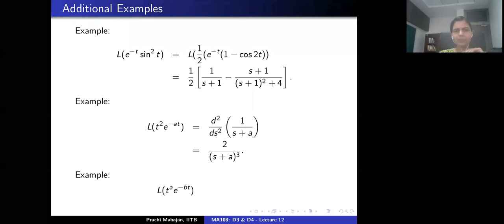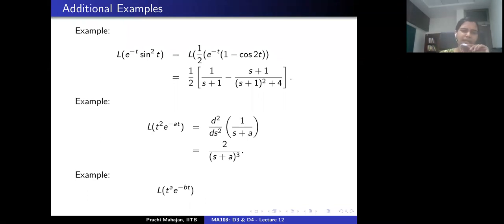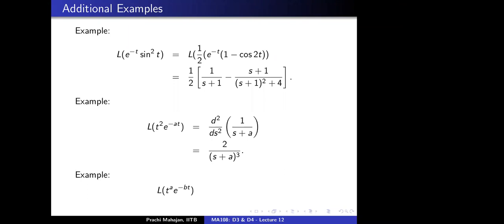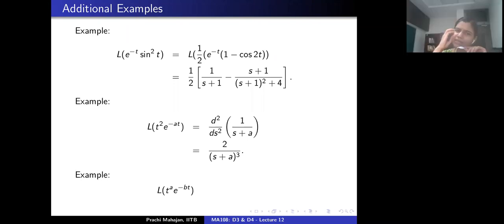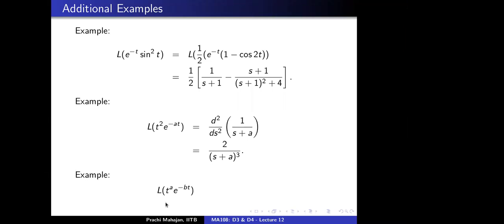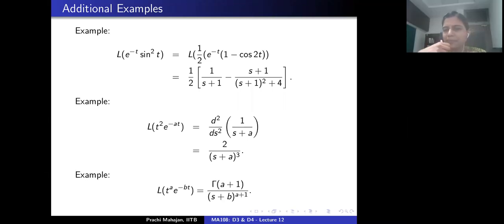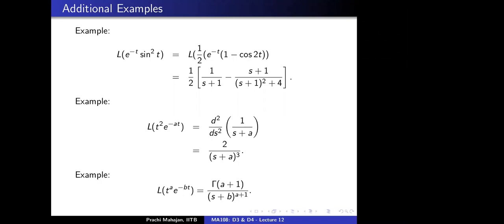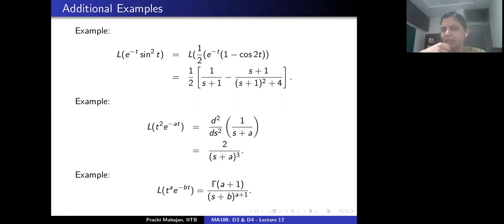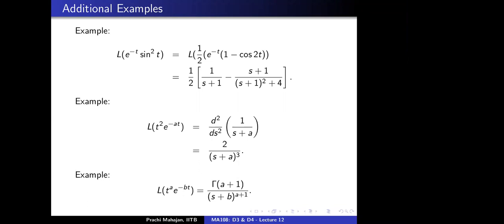All right. And one more example on a similar line. You have the Laplace transform of t^a e^(-bt). How do you do that? See, a may not be a factorial, since we don't know if it's an integer or not. So we'll have a gamma function here: gamma of a plus 1 by (s plus b) to the power a plus 1. But how do you get that? We know the Laplace transform of t to the power a, and we can just shift it by b. Correct. So we are just applying the shifting theorem, right?